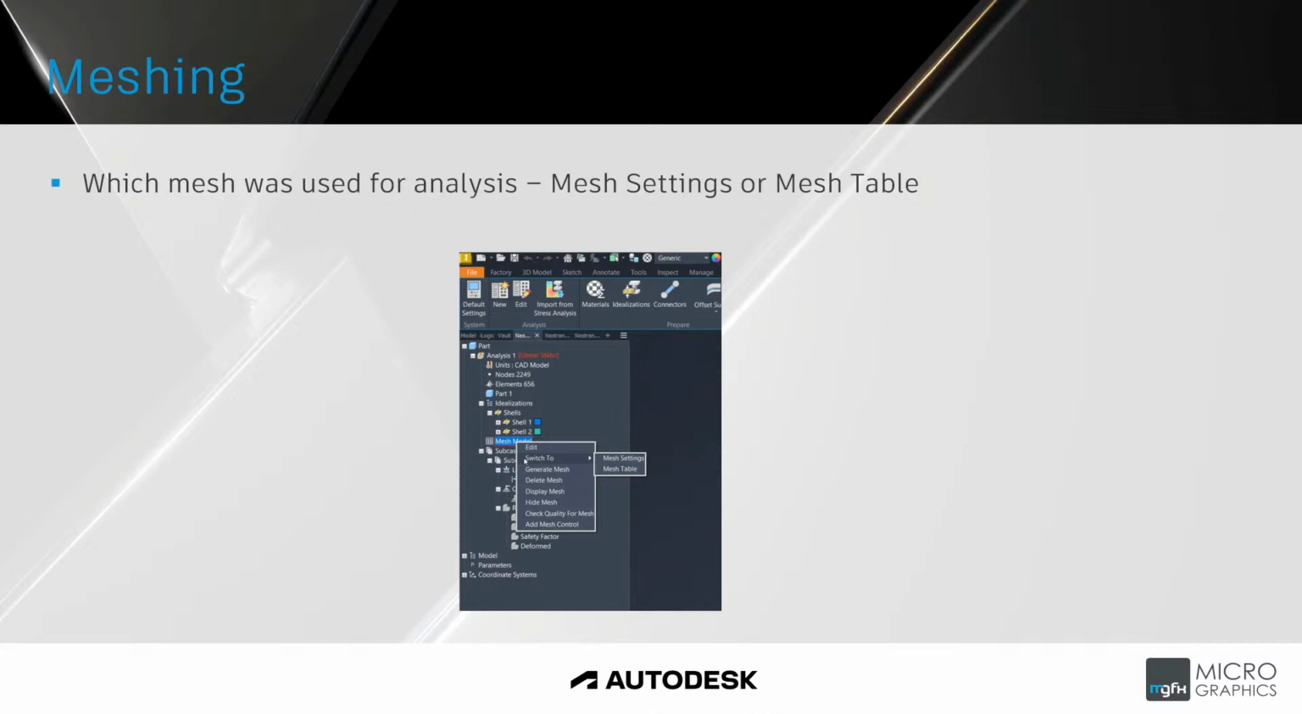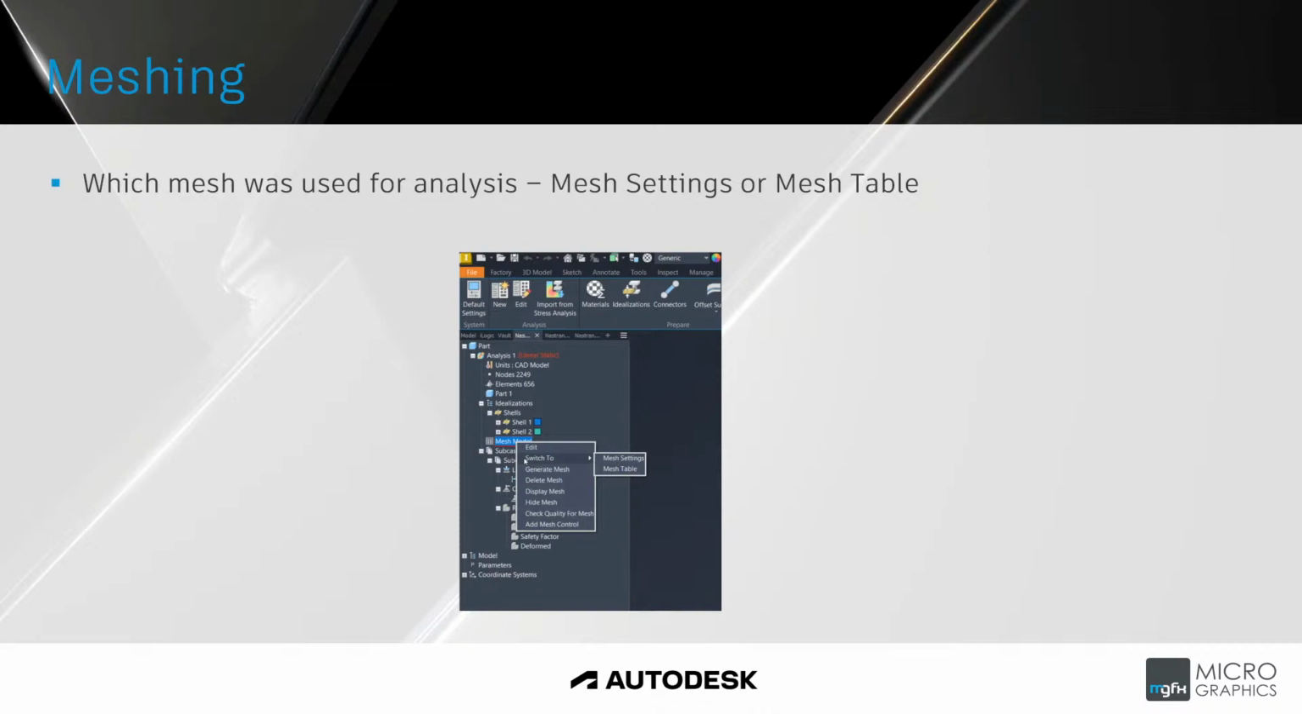If you've got to do an analysis on a component or an assembly and it either comes from someone else, or maybe someone did it in the past and you have to redo the calculations because something went wrong and you have to find out exactly why, one of the things you need to take a look at is what mesh was used to run the analysis. Was it the mesh table or was it just the mesh settings?